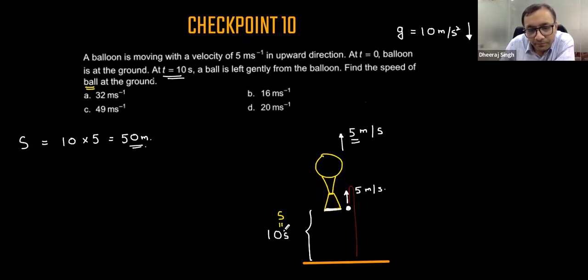So, this 50 meters, and when you drop the ball, the initial velocity is what? Initial velocity is upward. Let us assume upward to be positive. Upward is positive. So initial velocity is plus 5 meters per second. Okay, so displacement is what, plus 50 or minus 50, when it goes down and hits here?